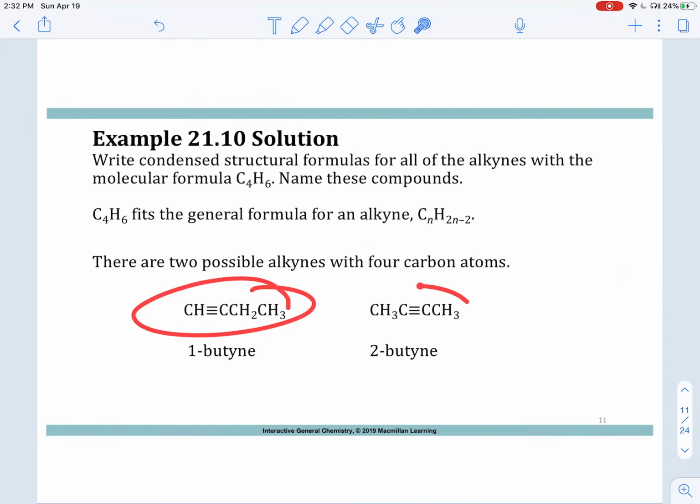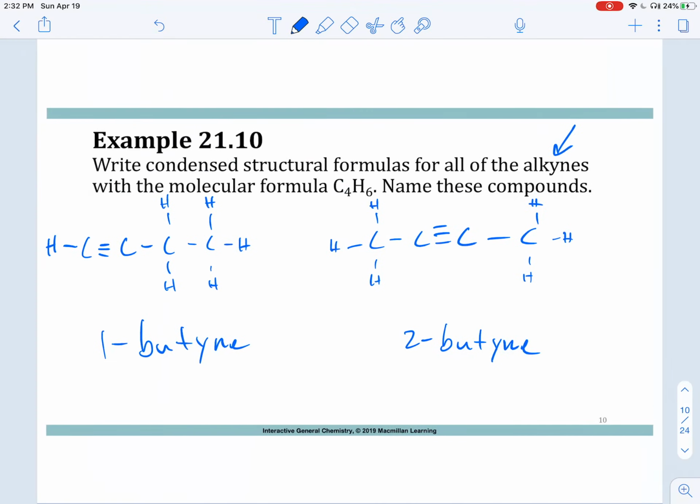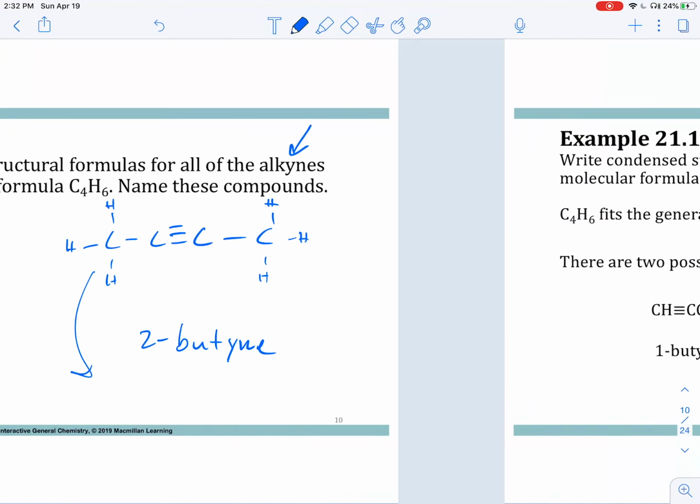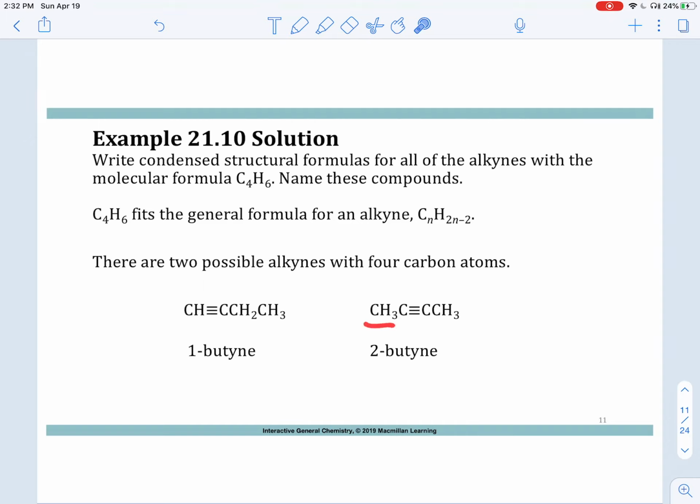And here we are. Oh yeah, and I had them drawn out again. This asterisk is condensed structural. So you would just convert this into the condensed structural formula like they did here. CH3, a carbon triple bonded to a carbon and then a CH3. And similarly with that one.